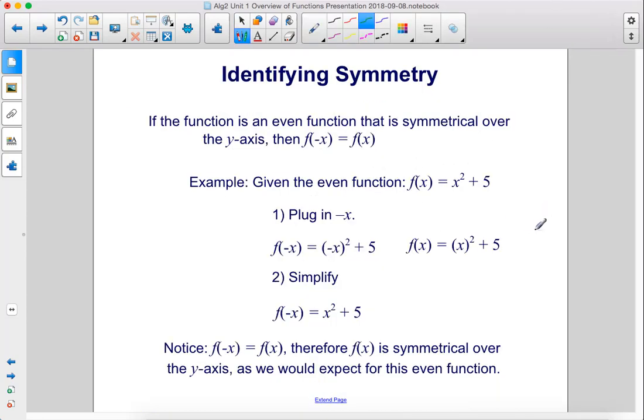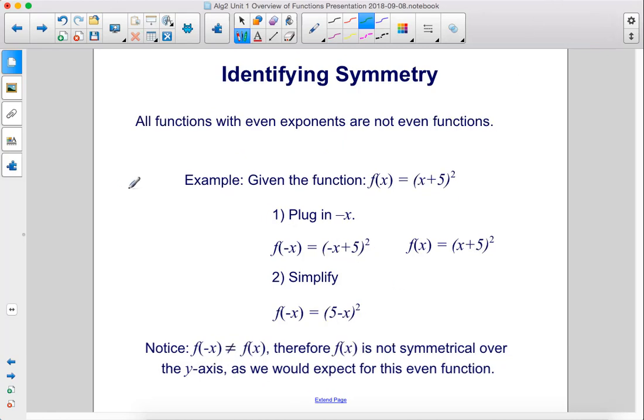If the function is an even function that is symmetrical over the y-axis, then f of negative x equals f of x. For example, given the even function f of x equals x squared plus 5, plug in negative x. So that becomes negative x squared plus 5, which is the same thing as x squared plus 5, since a negative x squared is positive x squared. Notice f of negative x equals f of x. Therefore, f of x is symmetrical over the y-axis, as we would expect for this even function.